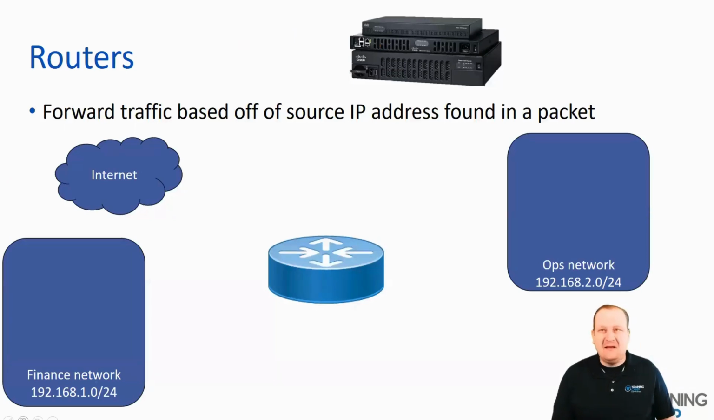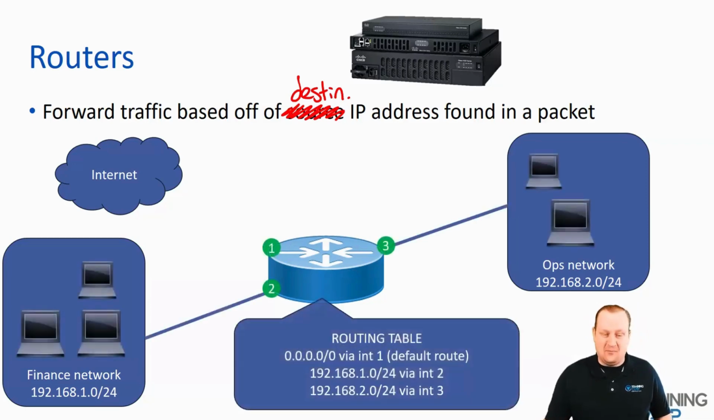Interesting. And as we said, routers forward traffic based off of the IP addresses found. Well, that's not quite right. Based off of destination IP. There we go. That's what I get for making this slide a little hastily. Forward traffic based off of the IP found in a packet.